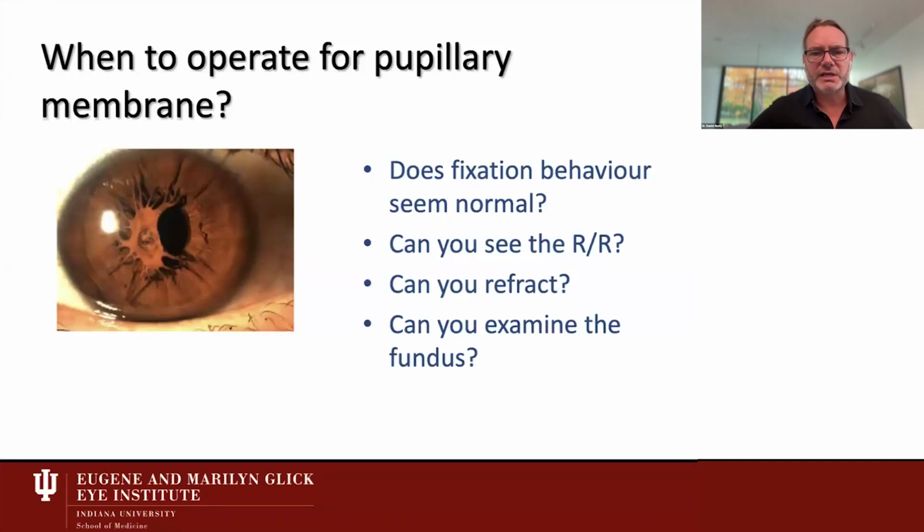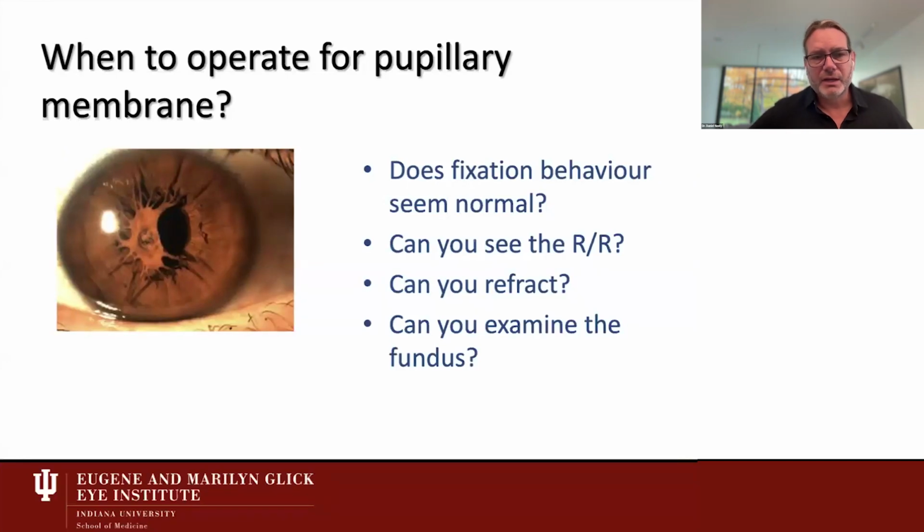So when you're looking at these kids, of course, if they're old enough to do some fixation behavior and tracking, you want to cover the other eye and see how they react and how they're able to track with this eye. Can you see the red reflex? Now, the pupil can be small, but not too small, and you might still lose the red reflex. But it's reassuring if you can see it. When the pupil's dilated, can you refract through it? When the pupil's not dilated, can you refract through it? Some of that's going to guide you. And then can you see the fundus?